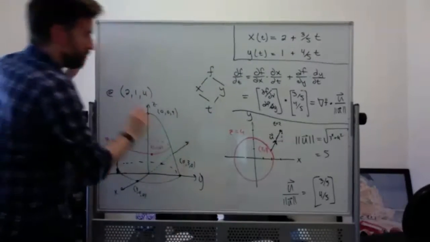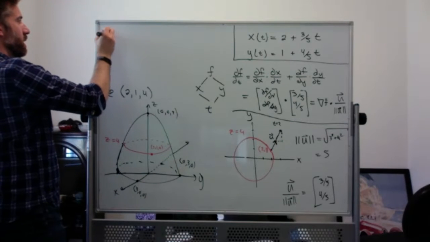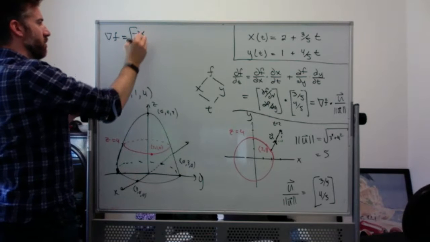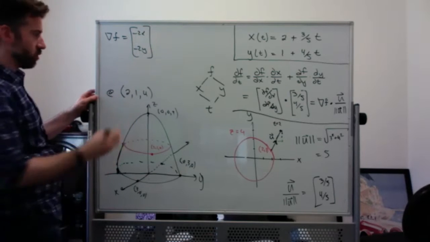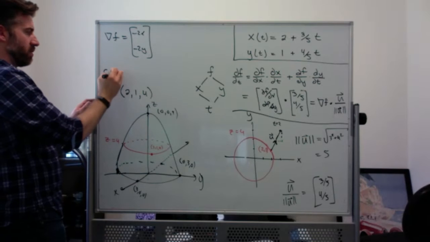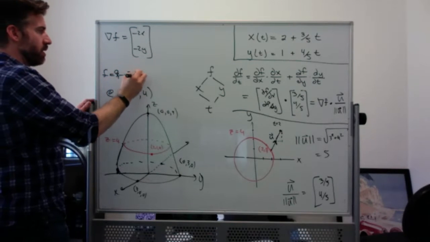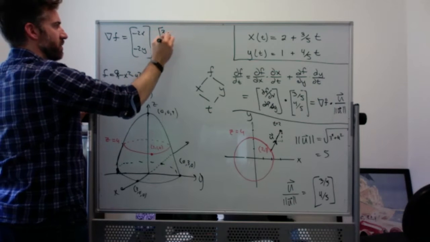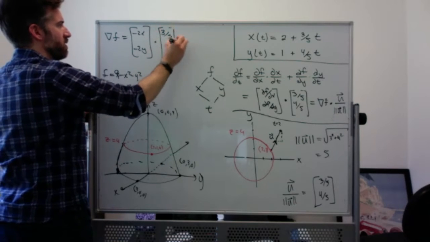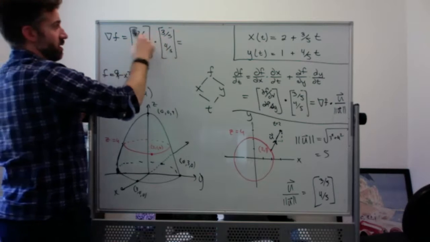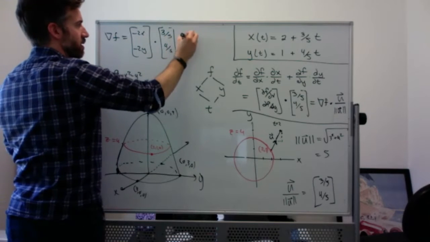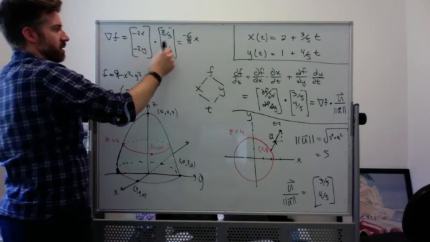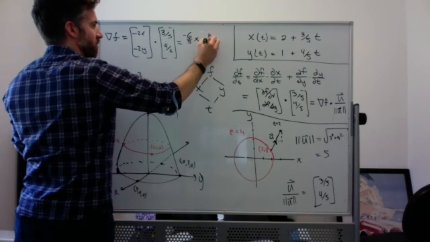Now, to answer the question for this specific example, our gradient is negative 2x and negative 2y. I'm just taking the derivative of f with respect to x and y respectively, dotted with that vector there, 3/5, 4/5, which gives me negative 2x times 3/5, which is negative 6/5 x. This times that is minus 8/5 y.